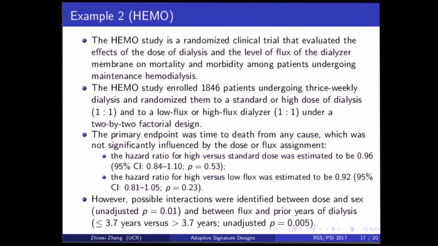On the next slide, number 17, is the second example, the Hemo study, which evaluated the effect of the dose of dialysis and the level of flux on mortality and morbidity among patients undergoing maintenance hemodialysis. The Hemo study enrolled 1,846 patients and randomized them according to a 2x2 factorial design with a 1-to-1 ratio for standard versus high dose and for low flux versus high flux.